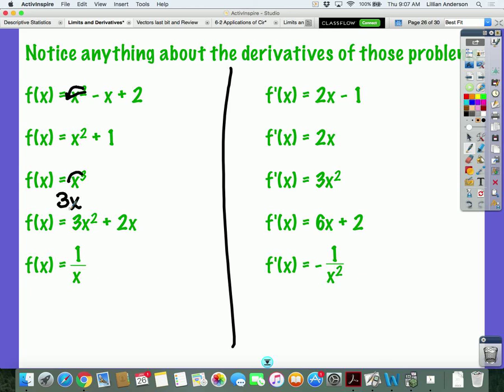2? What if we subtracted 1? Subtract 1 from the exponent. Well, 3 minus 1 is indeed 2. Let's see if that works here. If I bring the 2 down front, that'll give me a 2x. What's 2 minus 1? A 1. So yeah, that works there.